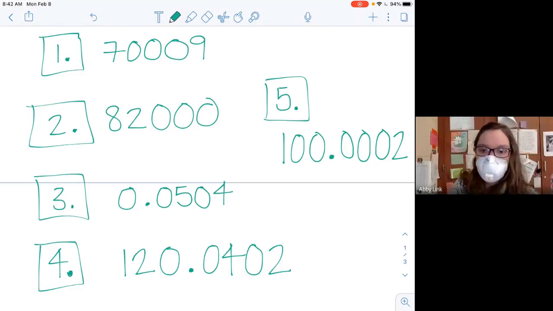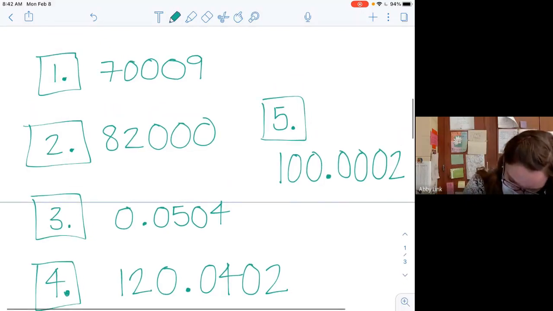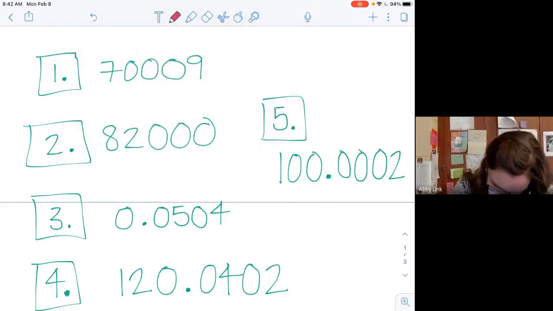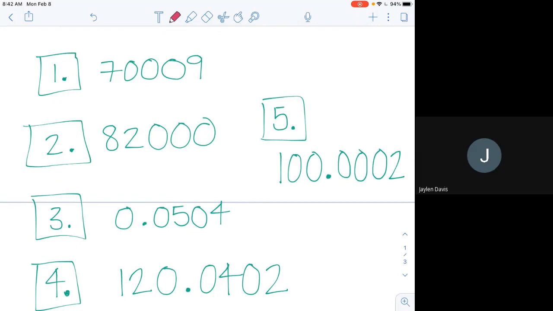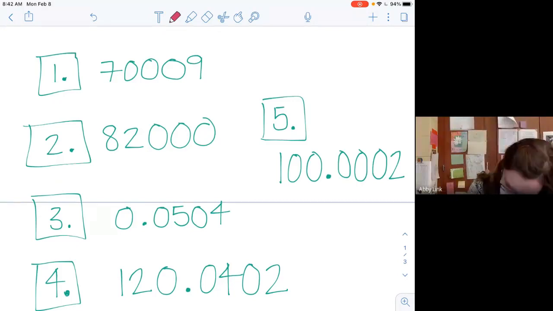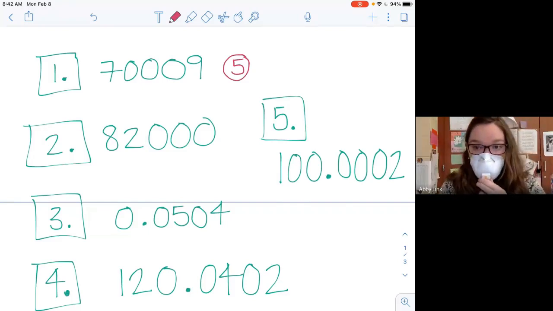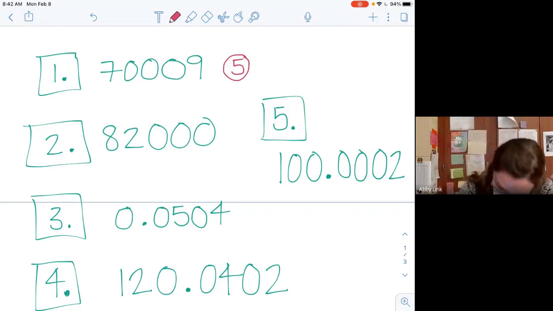I think. All right. Anybody want to tell me how many significant figures they found in number 1 here? You can type it in the chat. Perfect, Jalen. Jalen says 5. All right, I'm going to write my answers in a different color. I'll write it in pink. Anybody disagree with Jalen? Nope. John says he agrees with you, Jalen. And I agree with you too.